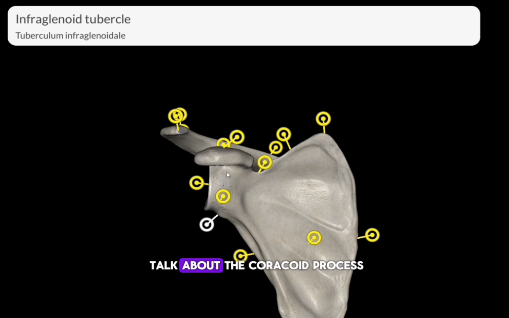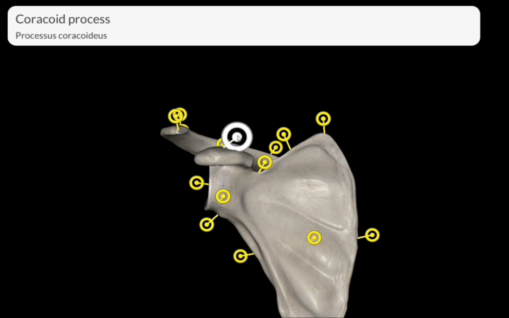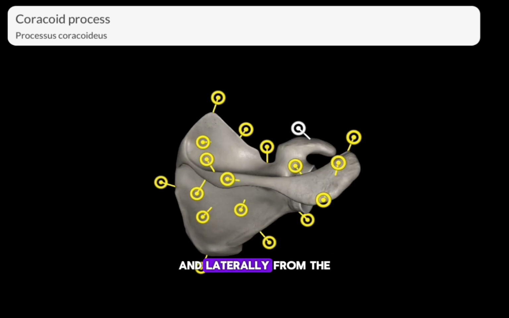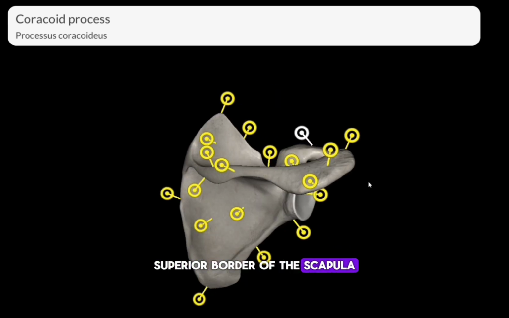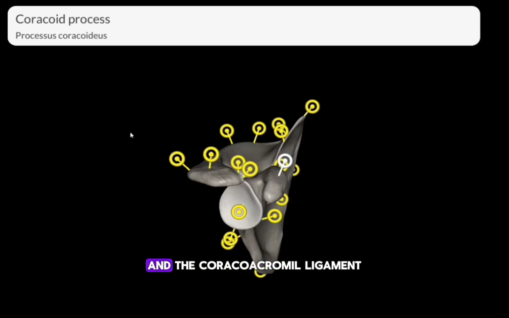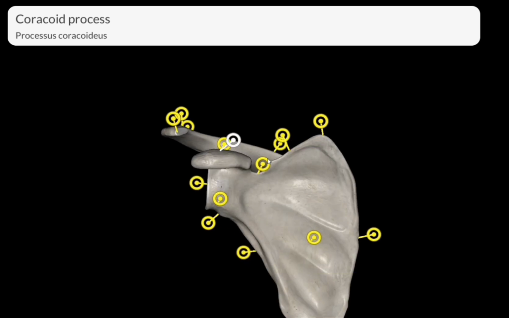Okay, now we will talk about the coracoid process. This curved beak-like process projects anteriorly and laterally from the superior border of the scapula. It provides attachment for several muscles and ligaments, including the coracobrachialis, short head of biceps brachii, and the coracoacromial ligament.